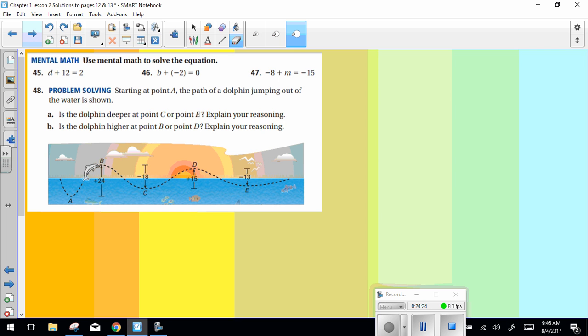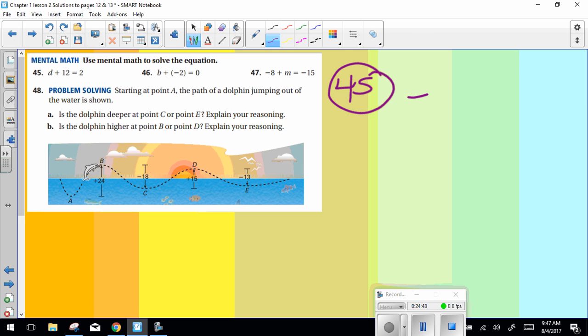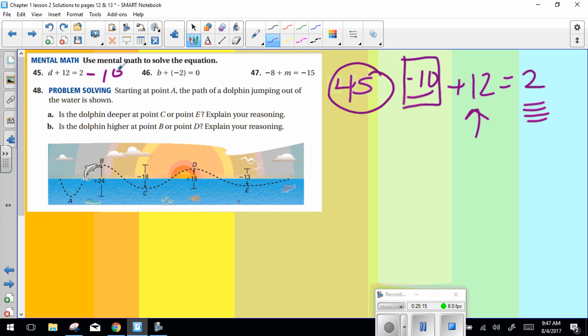Let's move on. We're going to use mental math to solve the equation below. So for number 45, we need a number that we could add to 12, so I get an answer of 2. So if I already have 12, this number here has to be a negative number in order for me to get 2. So what do I need to take away from 12 to get to 2? And we need to take away 10. So that means this number needs to be negative 10. So my solution for 45 is negative 10.